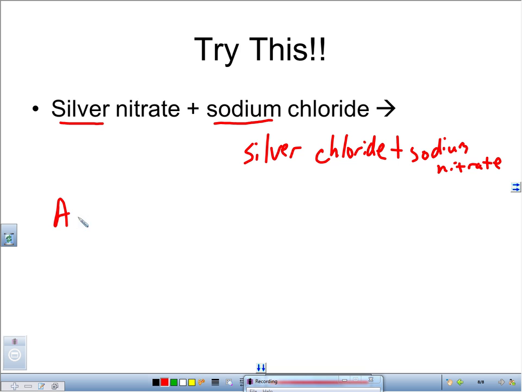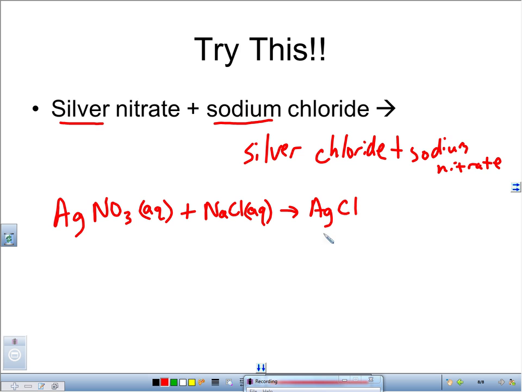So silver nitrate, AgNO3. If I look on page 437, nitrates are all soluble, which means they're aqueous. Sodium chloride is salt. We all know that that is aqueous. And that makes silver chloride +1. All these are +1, -1, so it makes this one a little easier.